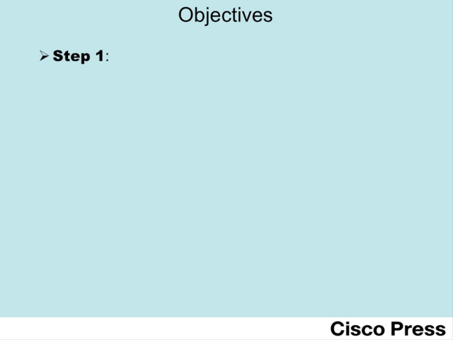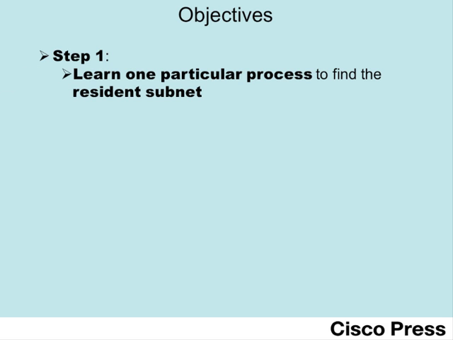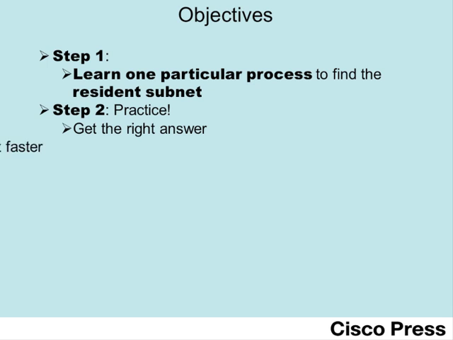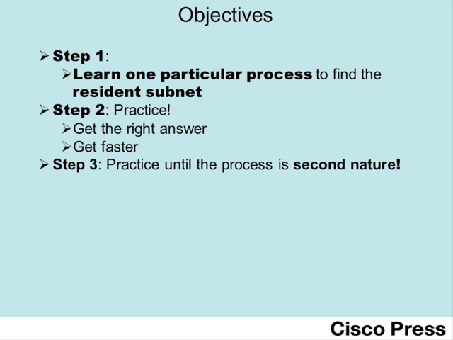Well, the exam is going to expect that you know how to find the resident subnet number of a given IP address. Then you're going to need to practice. Of course, the exam is going to ask you questions that require you to get the right answer, but also the exam is going to have some time pressure, so you want to practice until you can get pretty fast at this math. Then you want to practice until the process is second nature. You really don't want to have to think about what was that third step in the process that I saw in the video. This should be second nature by the time you go to take the exam.